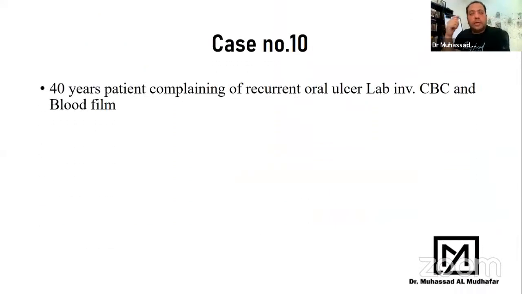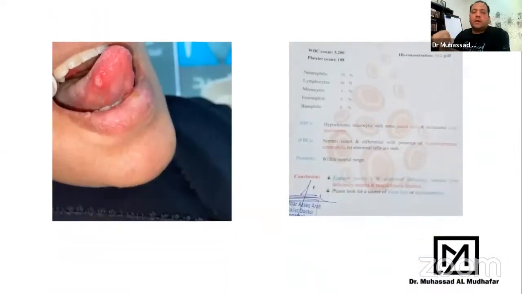And case number 10, a 40-year-old patient complaining of recurrent oral ulcer. Also the lab investigations: complete blood count and blood film. The complete blood count shows this patient has iron deficiency anemia, hypochromic and microcytic, with just an oral ulcer.